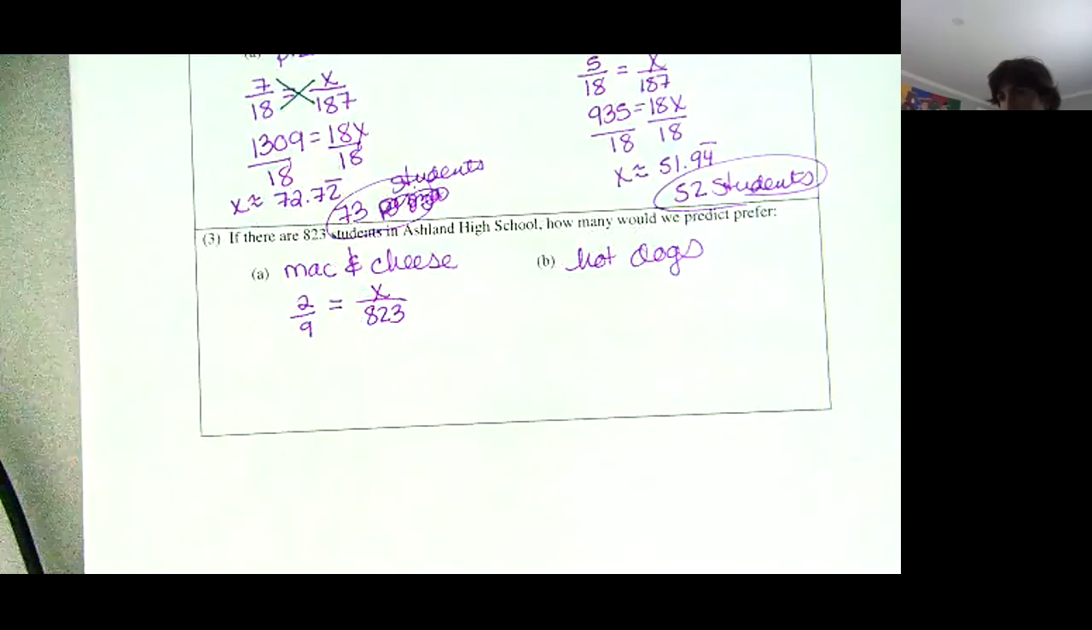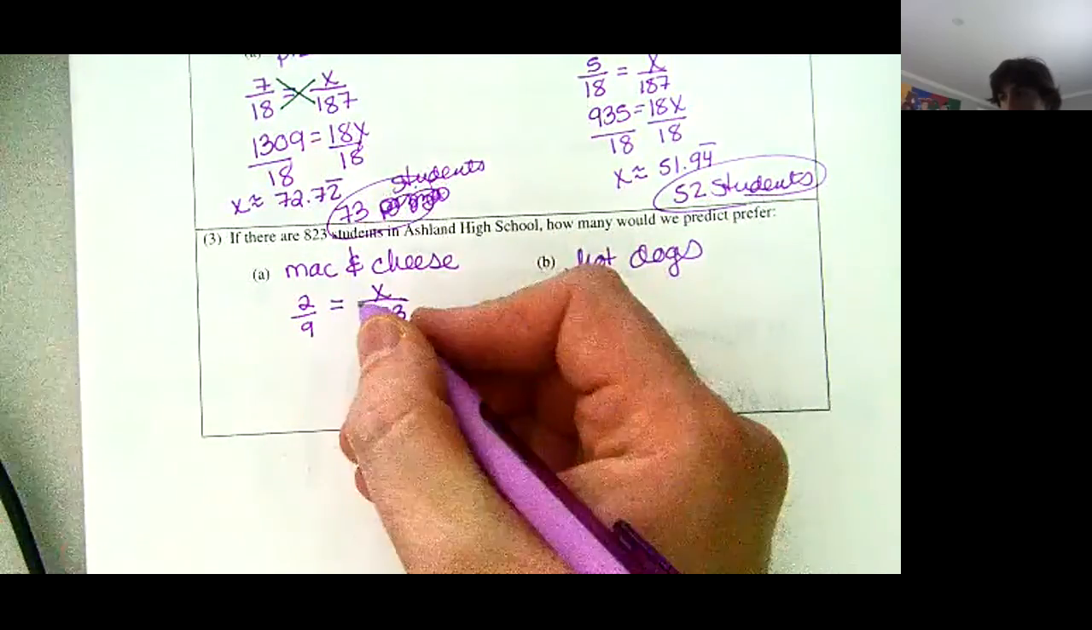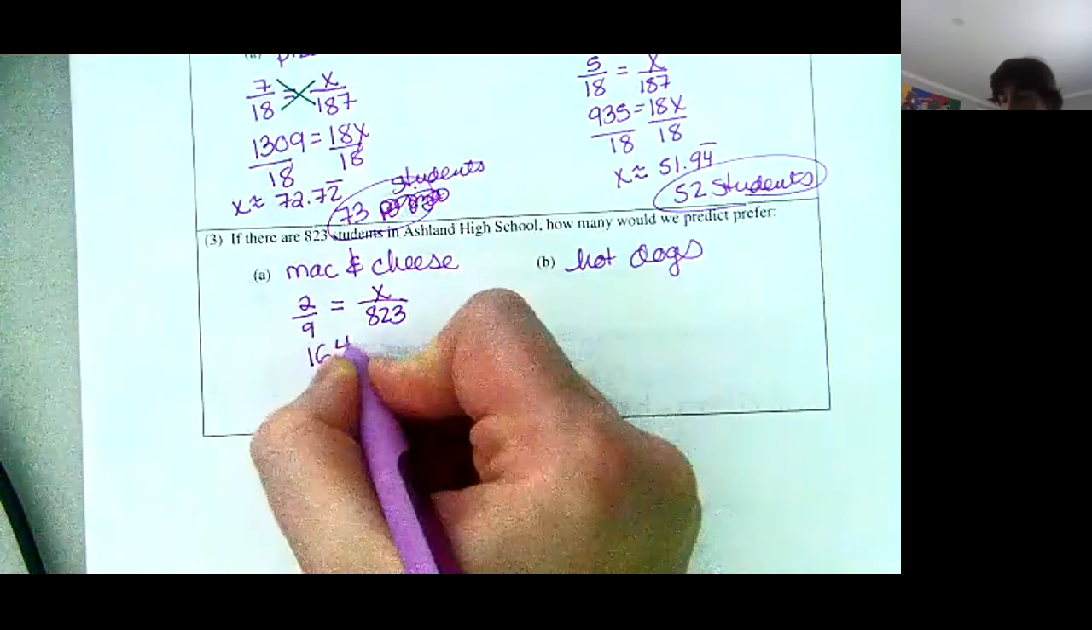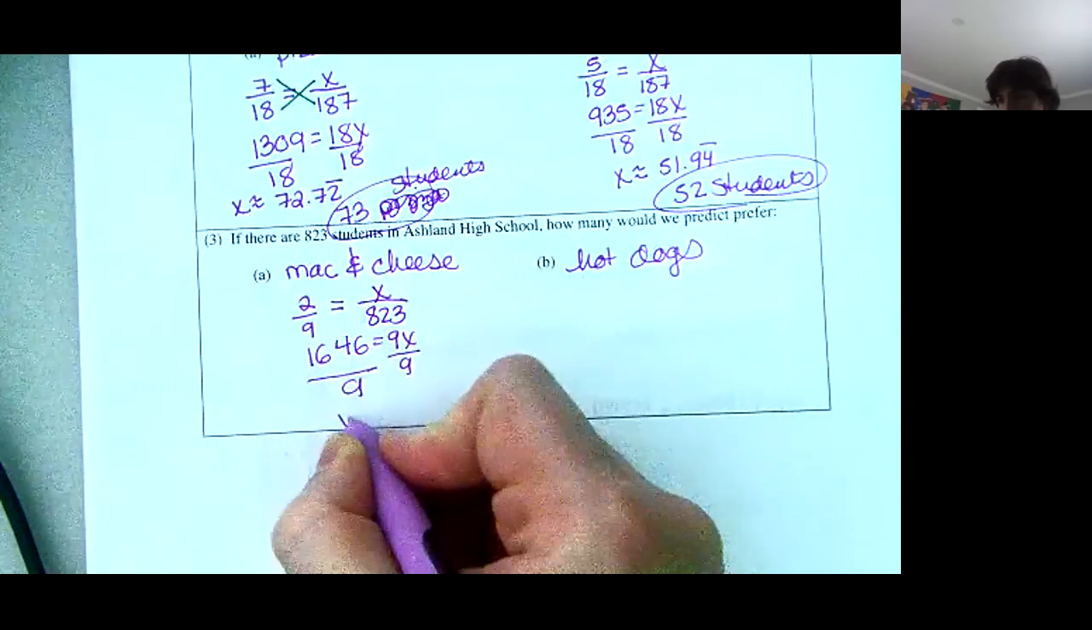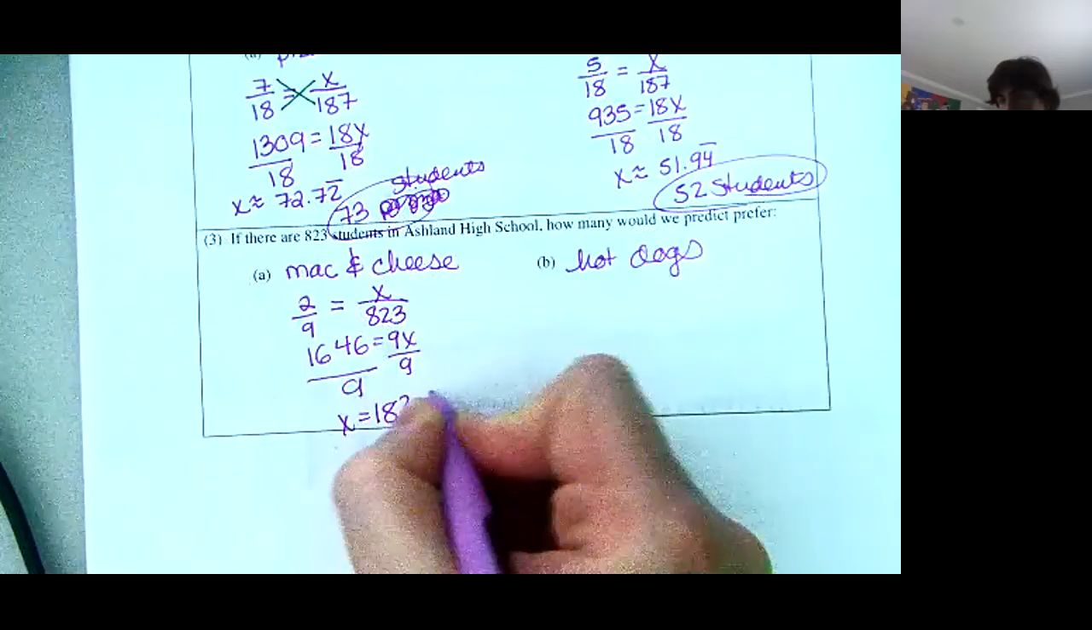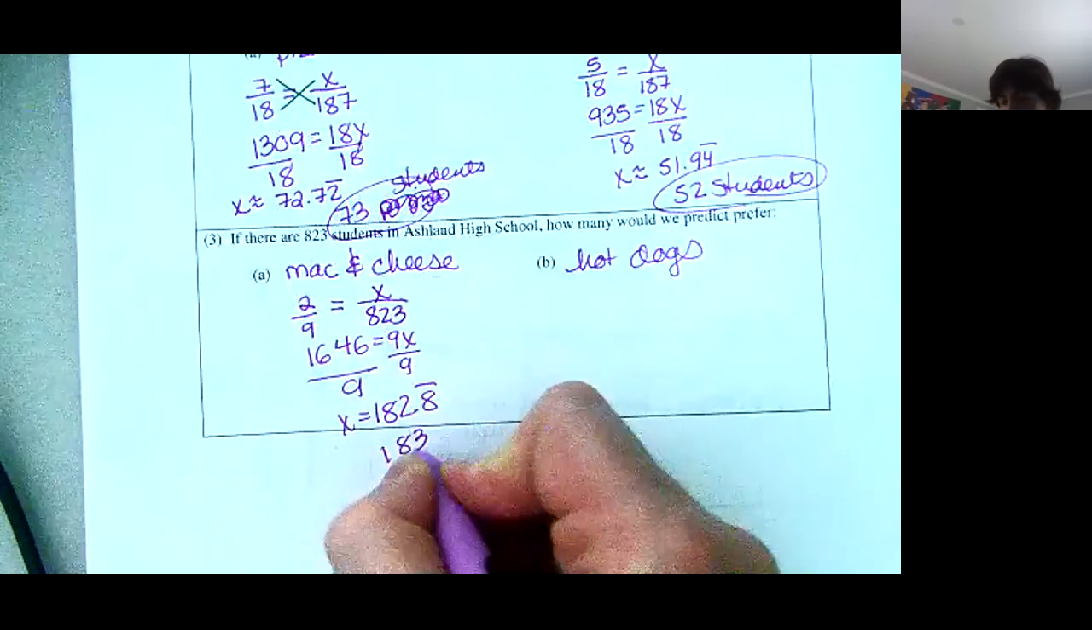I said right now. That's what I want. And then round that. It doesn't become 183. I don't know why you wrote 183. That's why I'm confused. This should give you 1646 equals 9x. Divide. X is 182.8 repeating, I'm gonna say 183 people.